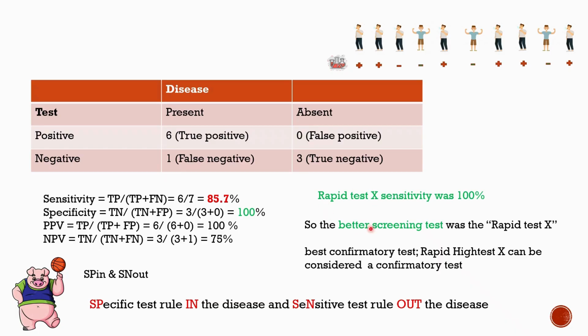So our first test, rapid test X, had sensitivity of 100%. So that test was a better screening test. So we have to choose the test with high sensitivity as a screening test. Next is rapid test Y. It has high specificity. So that test should be taken as the confirmatory test. That is, a specific test will rule in the disease and a sensitive test will rule out the disease.